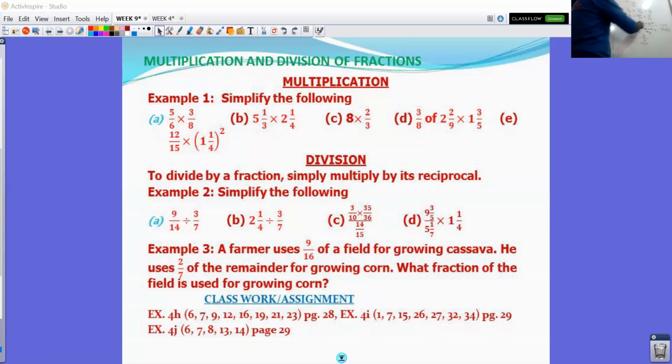So we now have 1 times 5 times 1 divided by 2 times 4 times 2. Then you multiply the numerators: 1 times 5 times 1, that's 5. Then 2 times 4, 8, times 2, that is 16. So my final answer is 5/16. Let's move on to the next question, which is question D. I believe you are done copying the solution of question C.